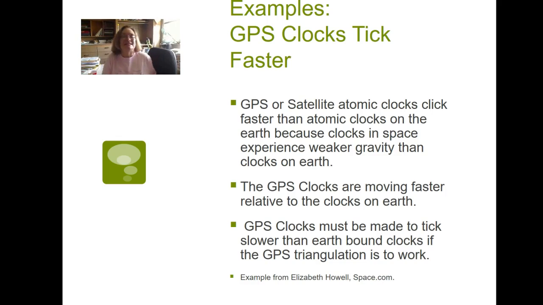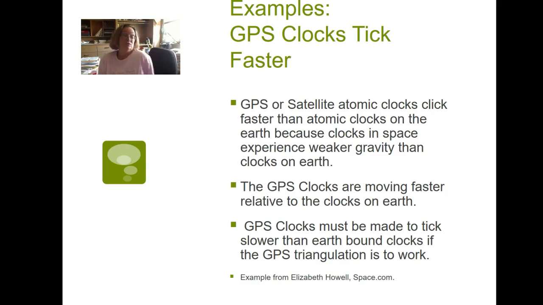We have other examples to consider when you're thinking about Einstein's theory of relativity. For example, a lot of us rely upon GPS, whether it's for our cell phones or what have you. GPS satellite atomic clocks tick faster than atomic clocks on the Earth because clocks in space experience a weaker gravity, a weaker pull than clocks on Earth. The GPS clocks are moving faster relative to the clocks on Earth, right?